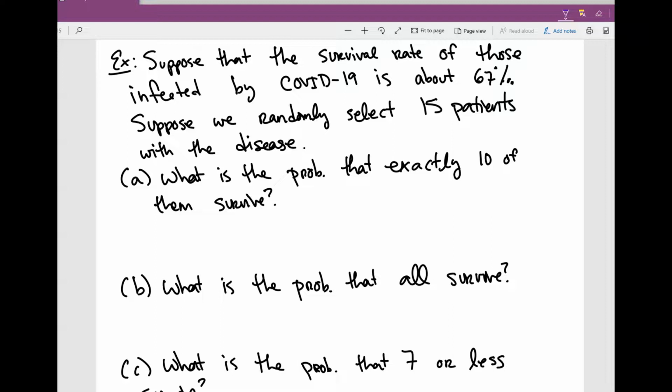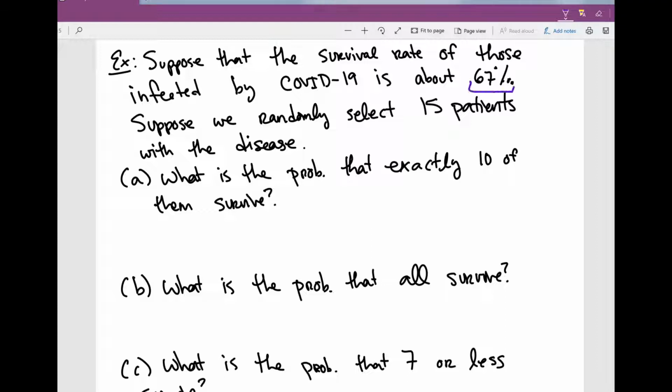Okay, so let's do an example using the binomial probability. Suppose that the survival rate of those infected by COVID-19 is about 67%. Suppose we randomly select 15 patients with the disease. Notice there's two different things that we have here.